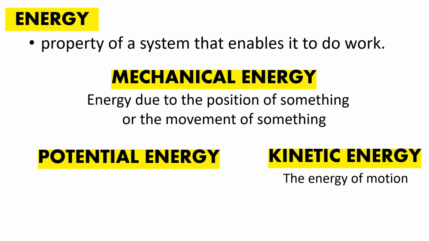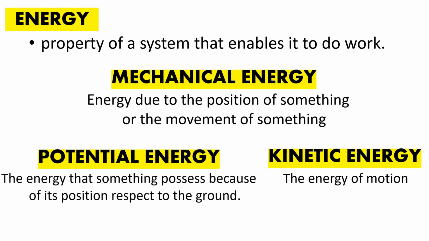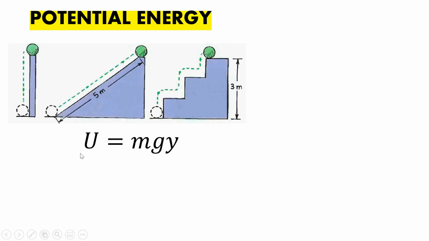So if we solve for the kinetic energy, velocity is involved because it describes the motion of the object. While potential energy is the energy that a mass possesses because of its position with respect to the ground. Therefore, potential energy is not an energy at rest, but an energy due to its position. The variable involved here is the height. Potential energy has a symbol of U, which is equal to mass times the acceleration due to gravity times its height.